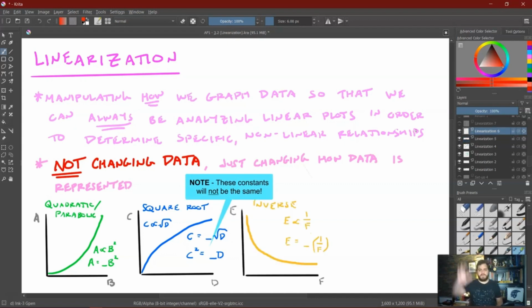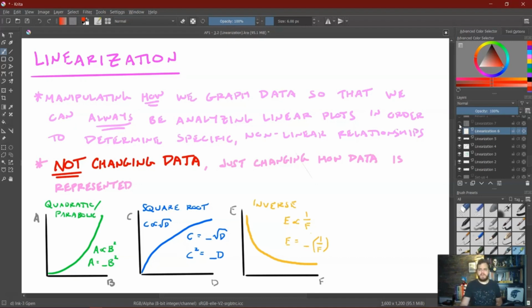Now the next one, so it's going down and curving that way, and this is an inverse graph, where if I have E versus F, E is proportional to 1 over F. So therefore, to get an equal sign, I would say E is equal to some constant times 1 over F.